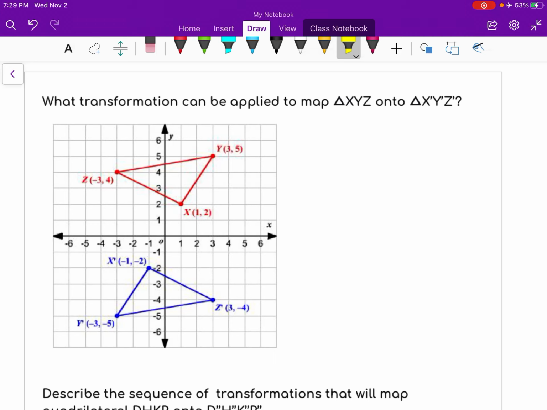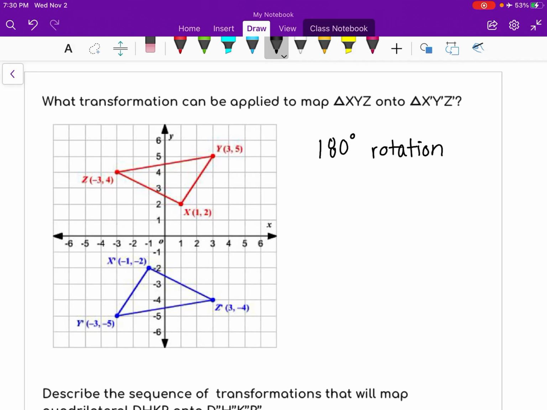Question number 3 wants us to describe in words what transformation will map x, y, z onto x prime, y prime, z prime. In other words, we're just looking at the graph and figuring out what type of transformation happened here. So just by looking at this, I can tell that this is a 180-degree rotation. However, like I said, we need to confirm this by using a coordinate pair.